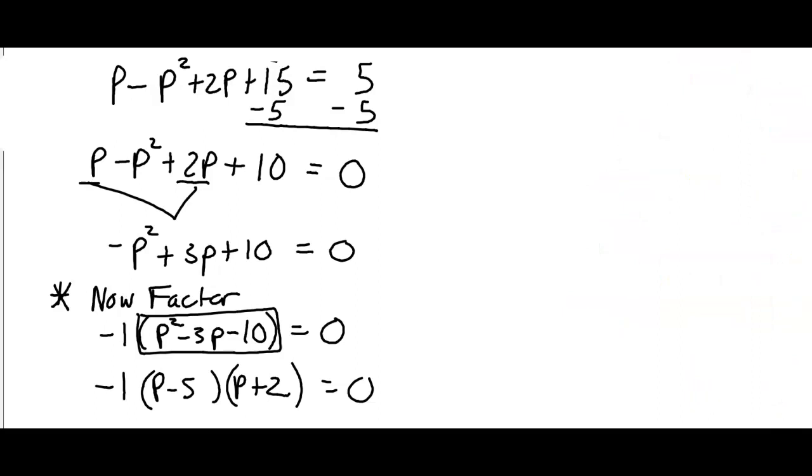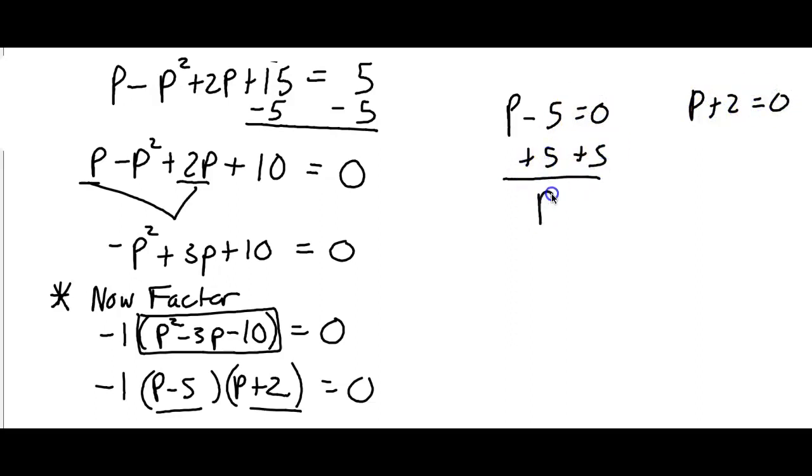All right, and then what we do is we take each of those factors, set them equal to 0, and solve. So p minus 5 equals 0, p plus 2 equals 0, and we solve each one. So I get p equals 5, and p equals -2.